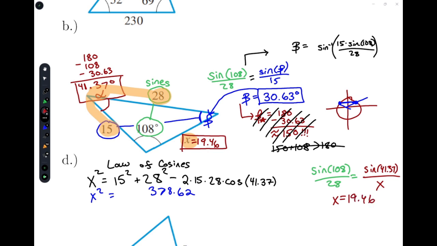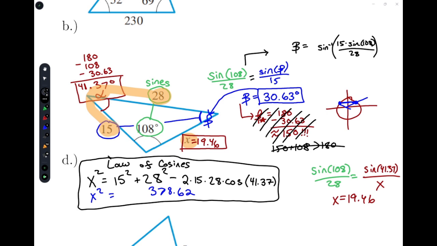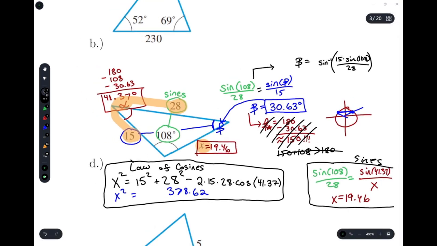Nice. Law of sines would have worked too. Law of cosines is one way to do it. Law of sines is the other. Both are very, very true. All right. Good problem. Thank you for asking that one.